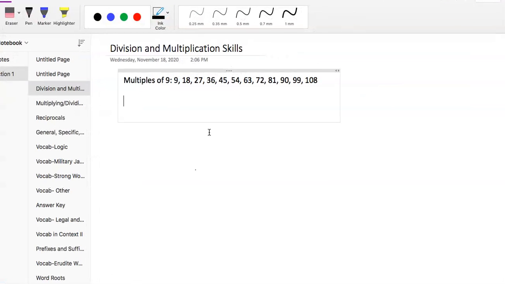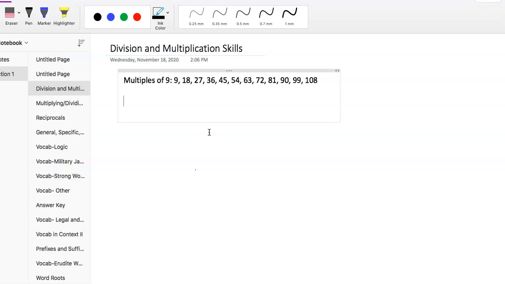All right, division and multiplication skills. For some of you, this stuff will be really easy and is an easy section to get through in the app and on the test. For others, it just isn't. There's a pretty big range of people who take this test as far as your background in math.